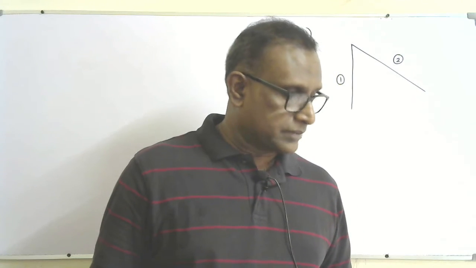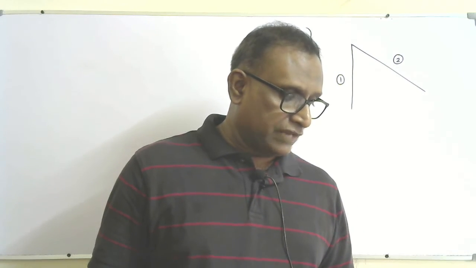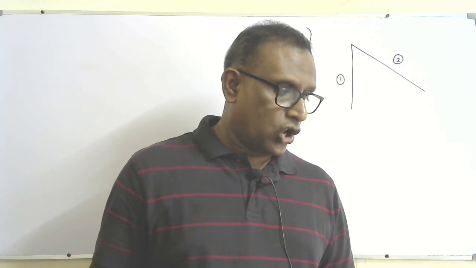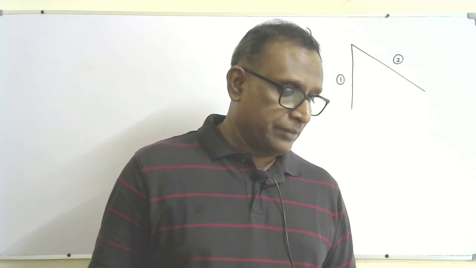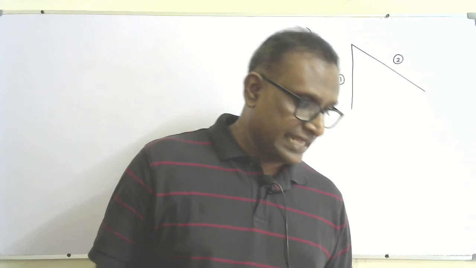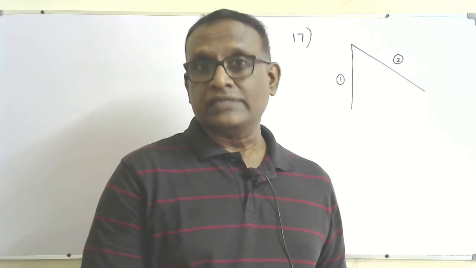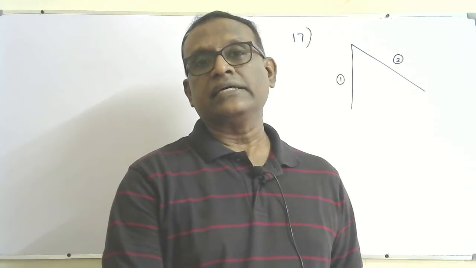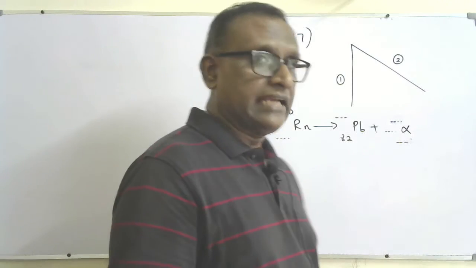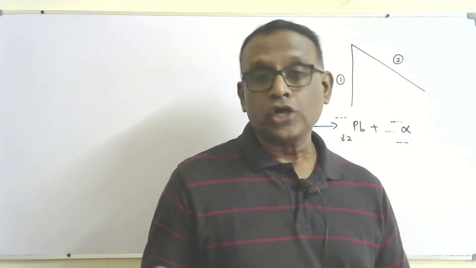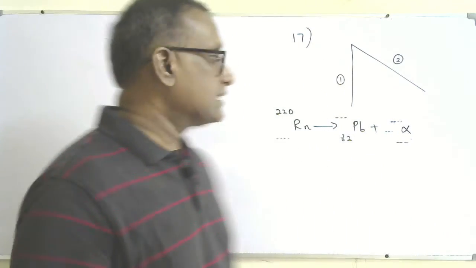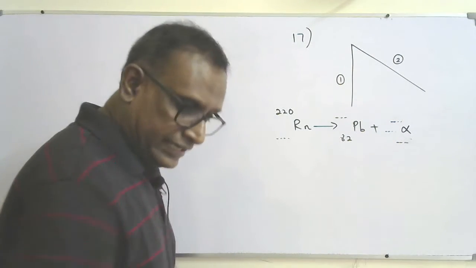Part b, question number 17. Radon decays by emitting an alpha particle producing a polonium nucleus. The polonium then decays almost immediately by emitting another alpha particle. Complete the nuclear equation for this sequence of decay. The equation is given, it's an incomplete one. We need to complete the decay equation. So here, what's happening? Radon is decaying and producing polonium. Then polonium is decaying and producing another alpha particle. So the total number of alpha particles produced is 2. So I should write here 2.